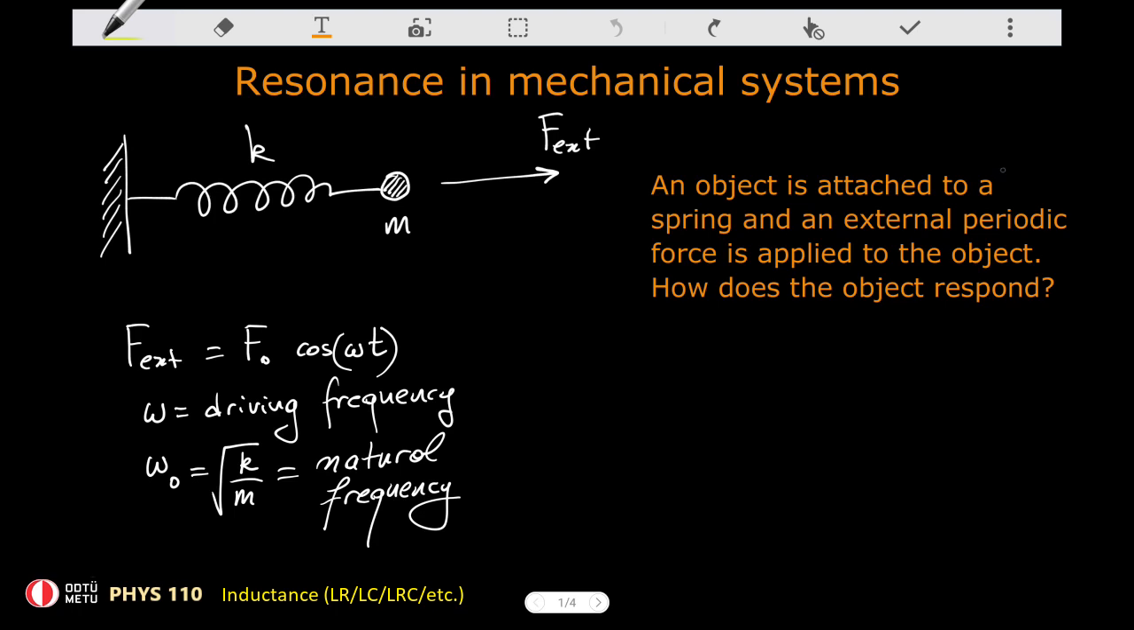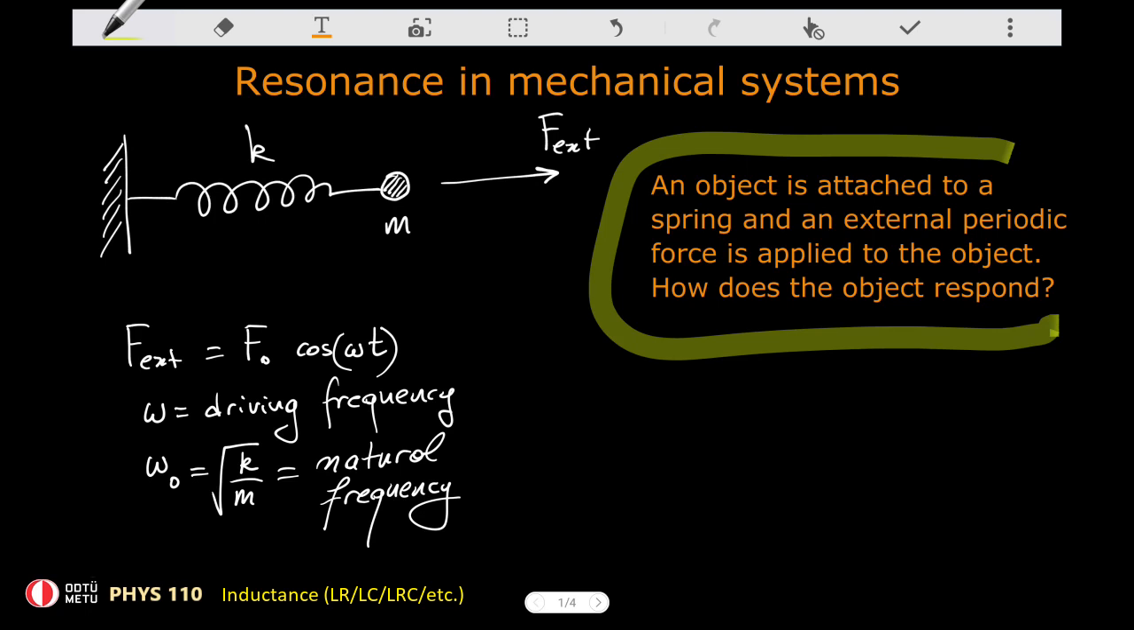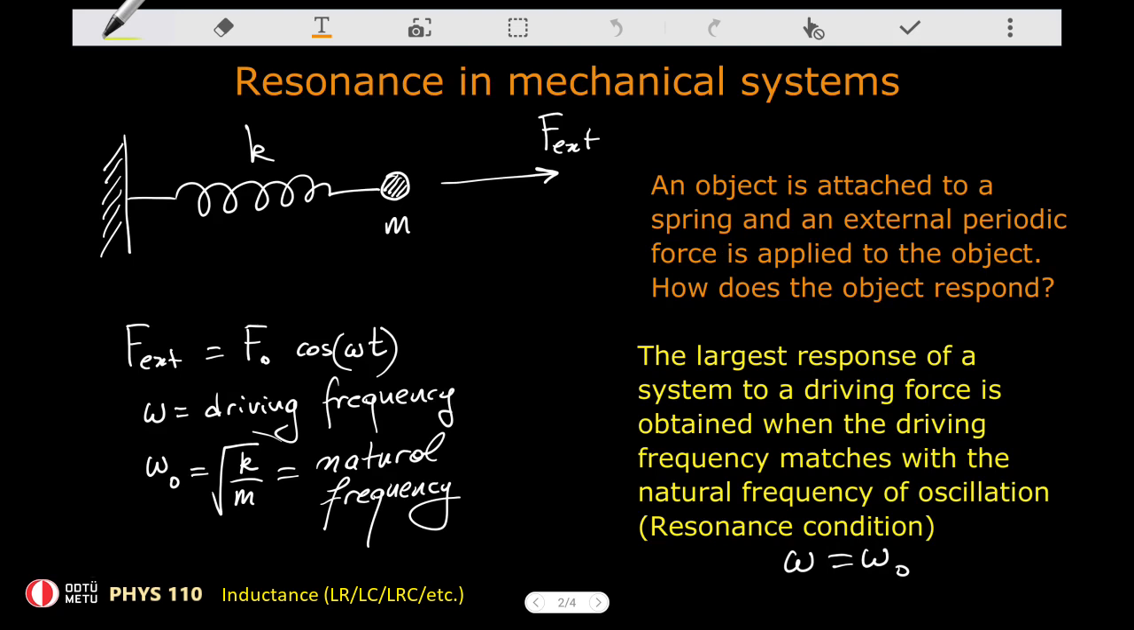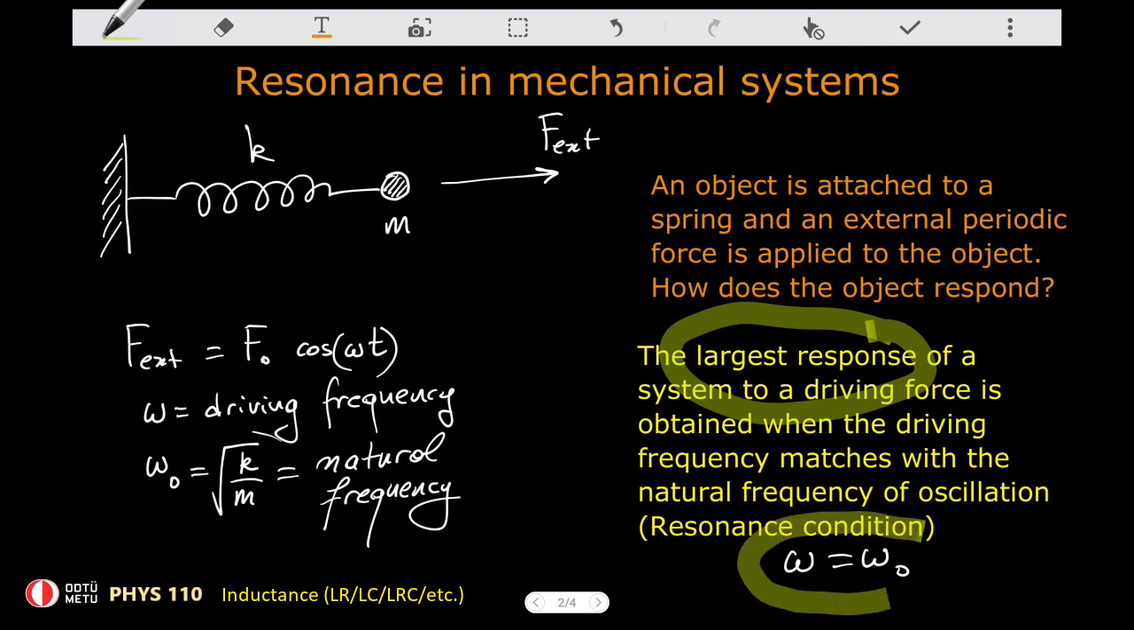So the question that we ask is general, and of course I'm going to give a very general answer. How does the object respond to that force? What appears is that the largest response of the system to that driving force is obtained when somehow these two frequencies match. So when the frequency of the driving force is equal to the natural frequency of the oscillation, this oscillator displays the largest possible response.